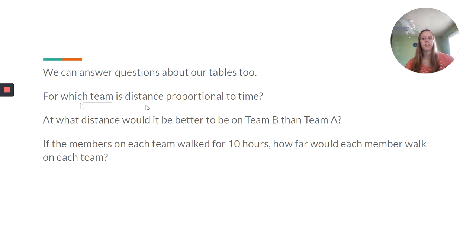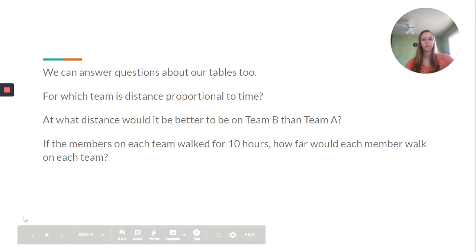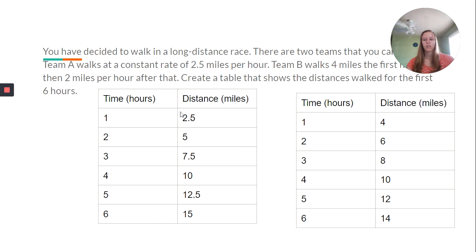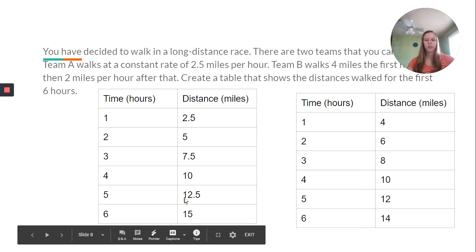So for which team is distance proportional to time? Which one has a proportional table? Let's go back and look. We take 1 times 2.5, we get 2.5. 2 times 2.5, we get 5. 3 times 2.5, we get 7.5, and so on. So we would know that this one is proportional.